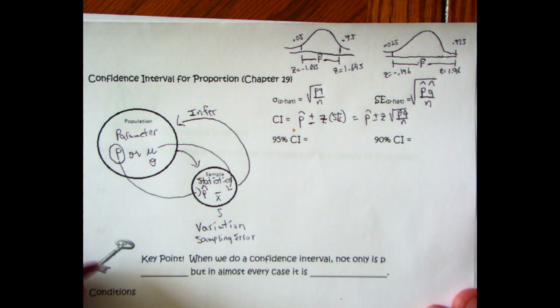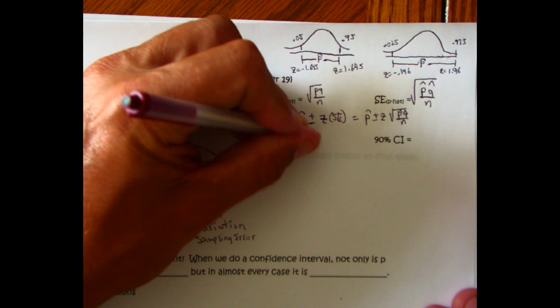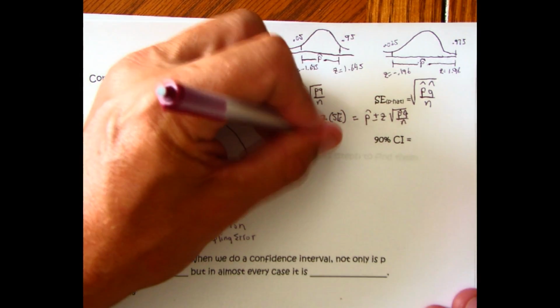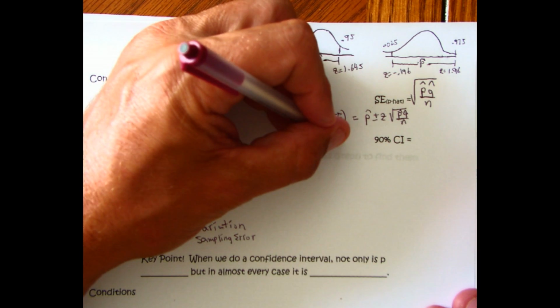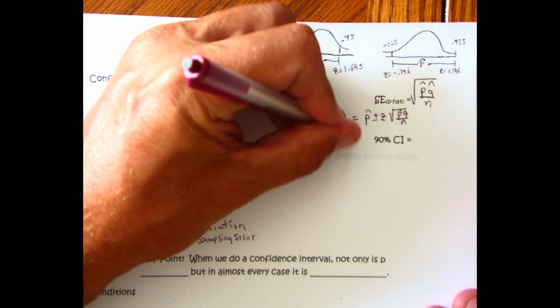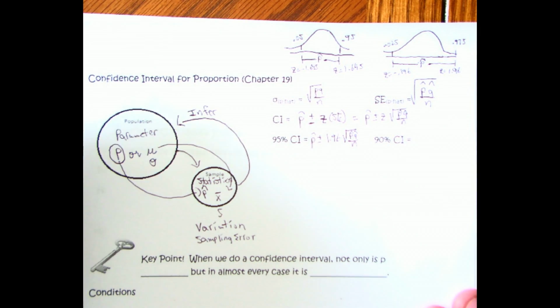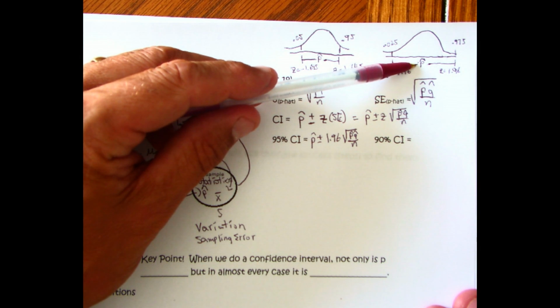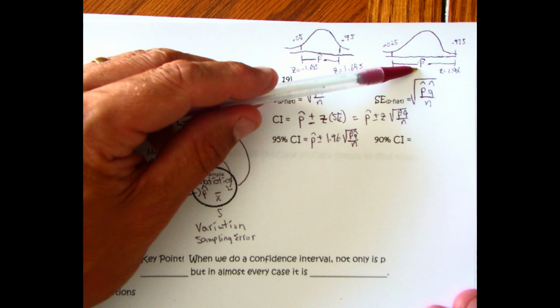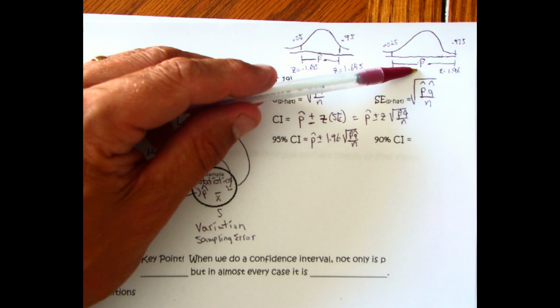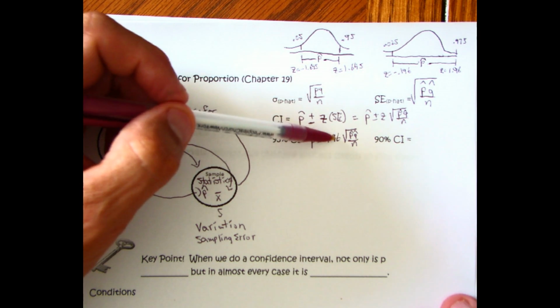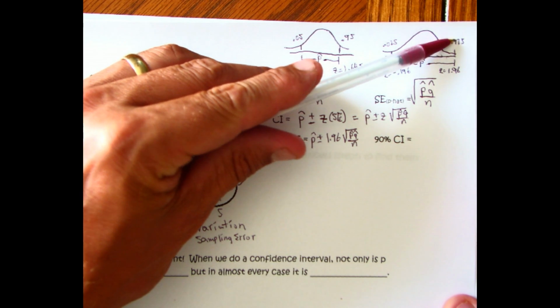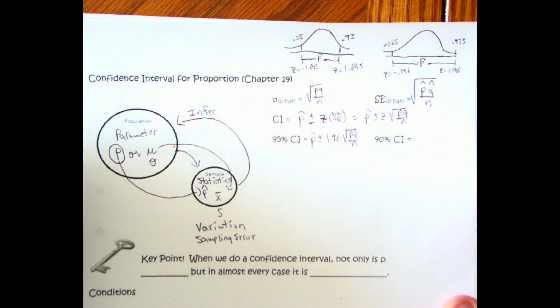So what do we do at a 95% confidence interval? Well, we do p hat plus or minus 1.96 times the square root of p hat q hat over n. That 1.96 will always be the same for a 95% confidence interval for a sampling distribution for a proportion, because that sampling distribution for a proportion is normally distributed, and 1.96 standard deviations from the mean always brings me to the 97.5th percentile every single time.